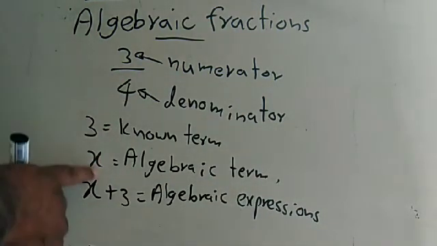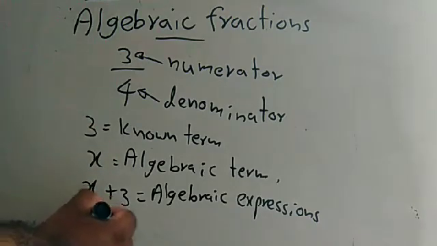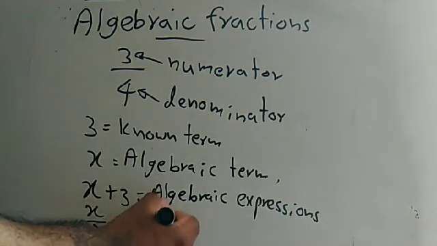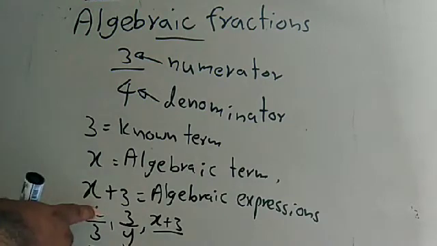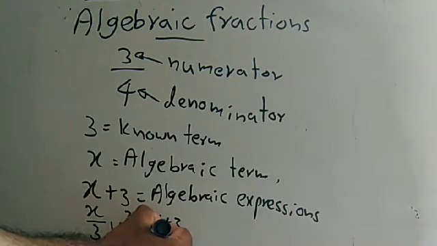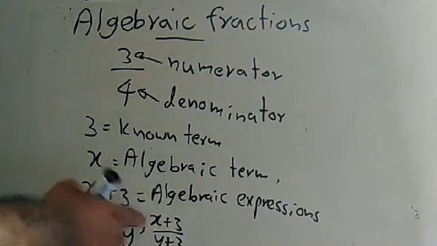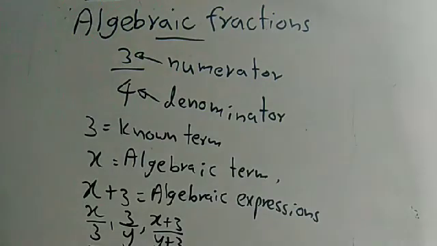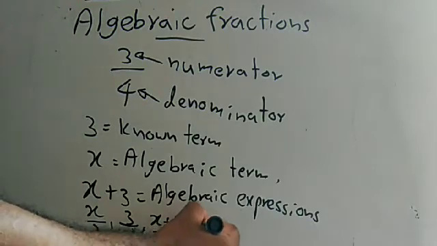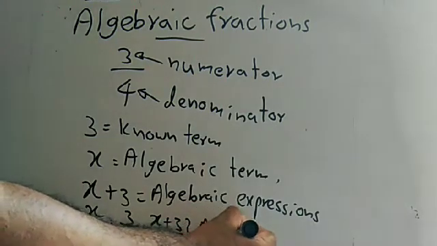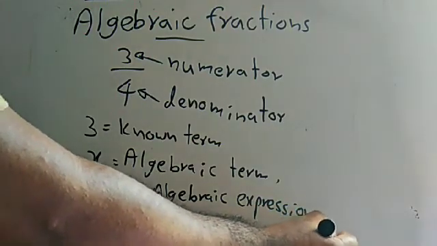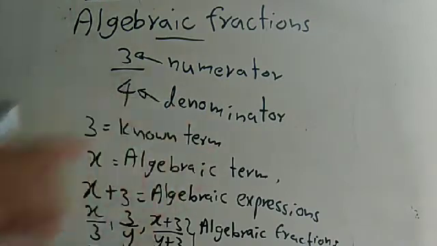Then sometimes an algebraic term is in the numerator, sometimes in the denominator, sometimes both. If the numerator or denominator or both contain algebraic terms, it is called an algebraic fraction. Here, these are algebraic fractions. These are not simple fractions. Why?